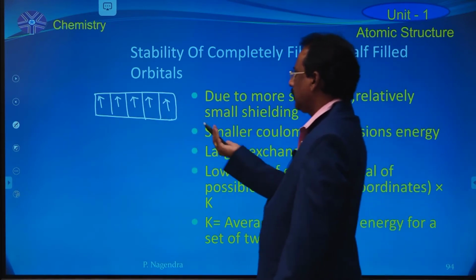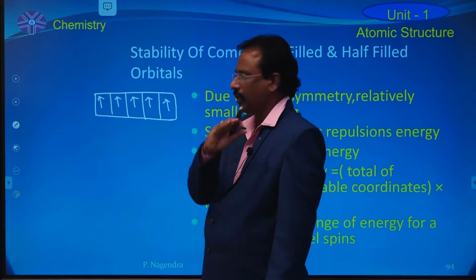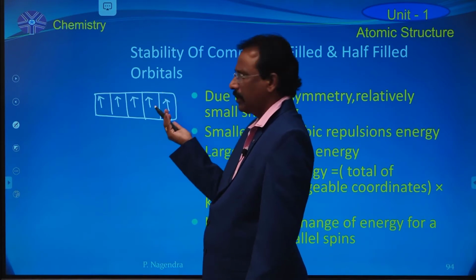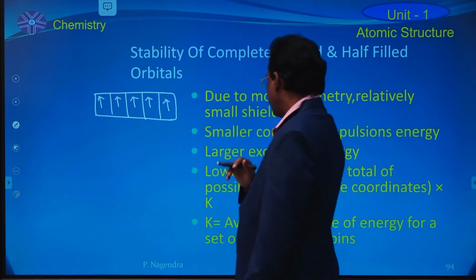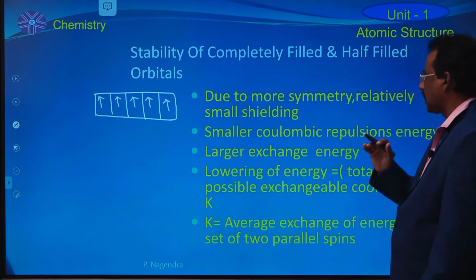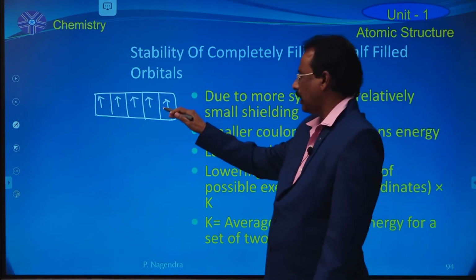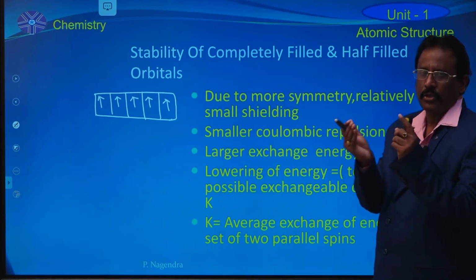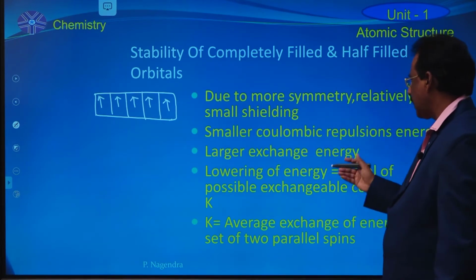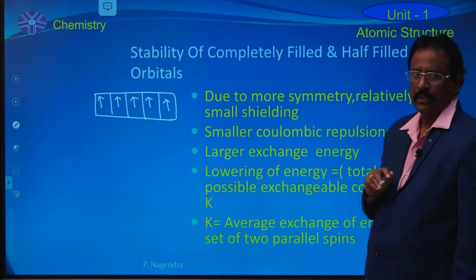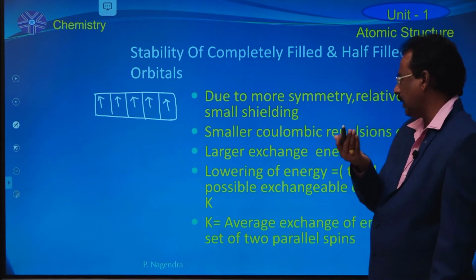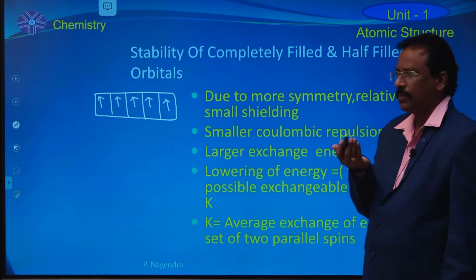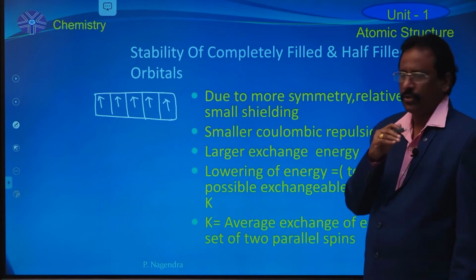That's why they show mutual exchange, because all the electrons are in the same spin, all are in clockwise spin. Due to mutual exchange of electrons from one orbital to another degenerate orbital, some amount of energy is lost by the system. That is known as lowering of energy. Due to mutual exchange of electrons, lowering of energy is more. Lowering of energy is more means stability is also more.